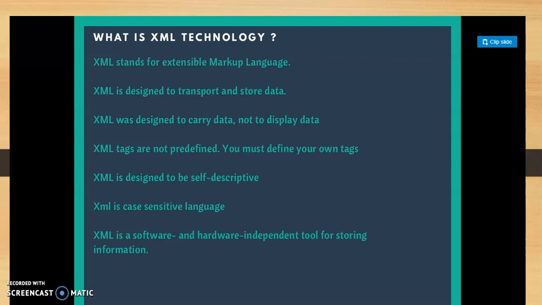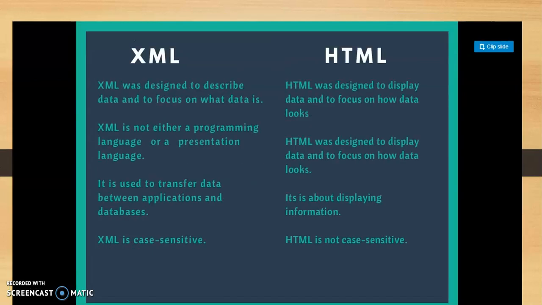So it's a small recall about XML. It stands for Extensible Markup Language and is designed to transport the data and store the data. XML was designed to carry the data and not to display the data. XML tags are not predefined. The user can define their own tags. So XML is designed to be a self-descriptive language, and XML is a case-sensitive language, and it's also a software and hardware independent tool for storing the information.